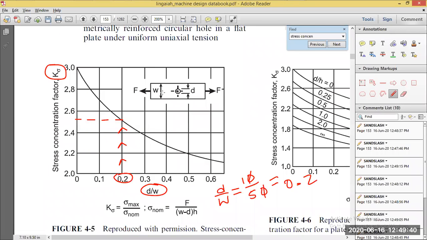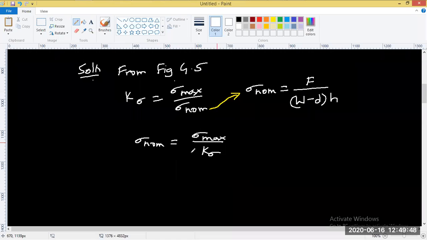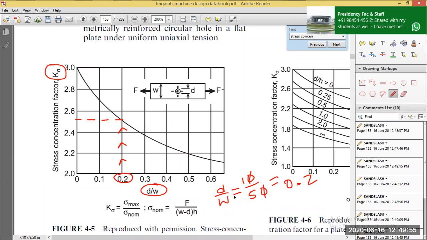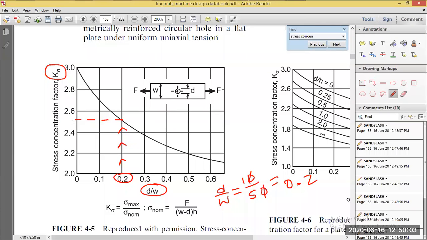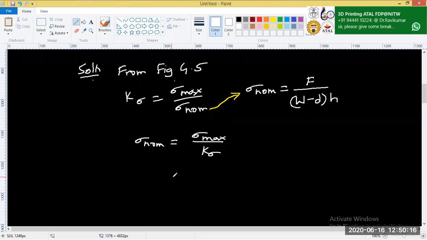I hope you are able to grasp this. I'll repeat it once again. We need to get the value of the nominal stress. For that, K sigma is required. You get K sigma from the y-axis, but the x-axis is d by w, which you need to calculate manually. So 10 by 50 is 0.2. For 0.2, you plot from the x-axis to the y-axis, and wherever it intersects, that value gives us K sigma. From this figure, you need to make it out.